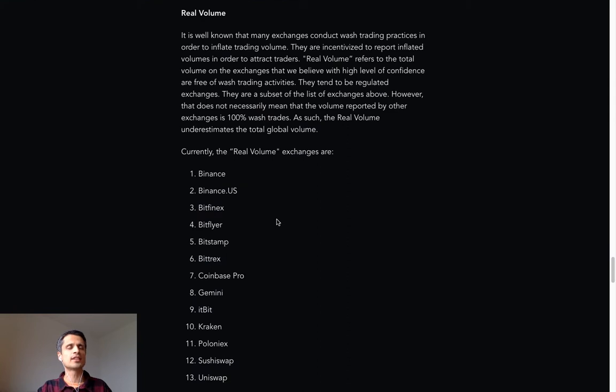So Messari explains why its real volume is so much lower. It is known that many exchanges conduct wash trading practices in order to inflate trading volume. They are incentivized to report inflated volume in order to attract traders. Real volume refers to the total volume on the exchanges that we believe with a high level of confidence are free from wash trading activities. They tend to be regulated exchanges. So, in summary, the real volume is an underestimate of the global volume.